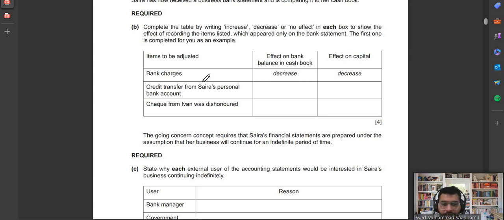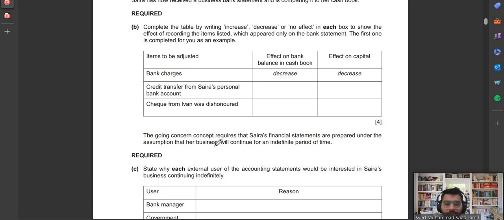So bank charges, all right, if there are bank charges, the bank deducted some money. Of course, in your cash book there would be a decrease. Effect on bank would be decreased because you are paying that amount, and the effect on capital would also decrease. Now if you read this, it says credit transfer from Cyrus personal bank account.